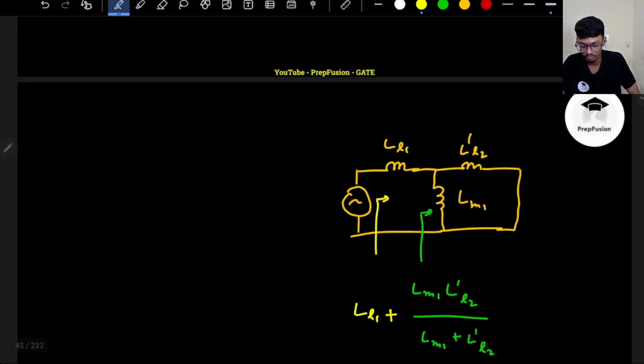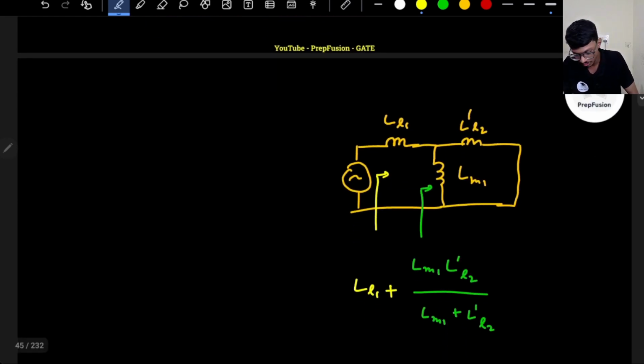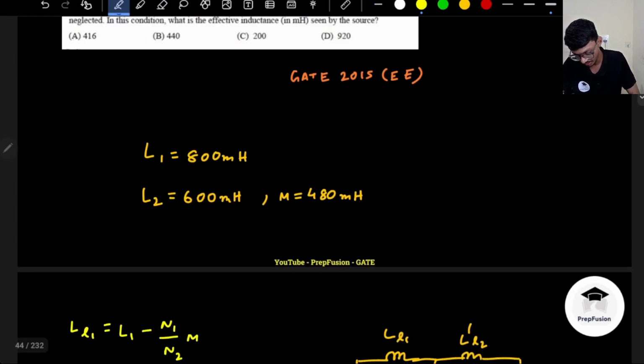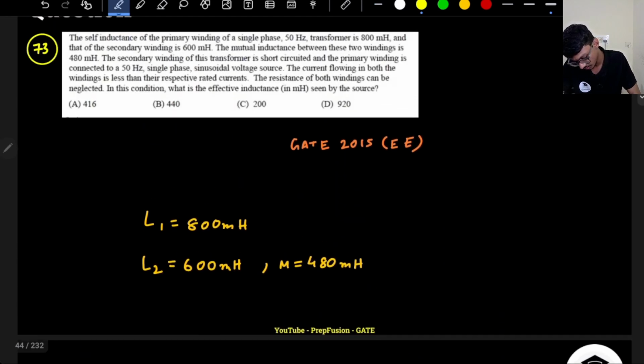So let us find out the individual values. What was my LL1 leakage reactance? I have to subtract the mutual inductance from L1, scaled by the turns ratio. In which direction am I? Primary. So it will be the turns ratio of the primary upon the secondary. So it will be L1 minus N1 by N2 into the mutual inductance. L1 is 800. N1 and N2 they have given a.